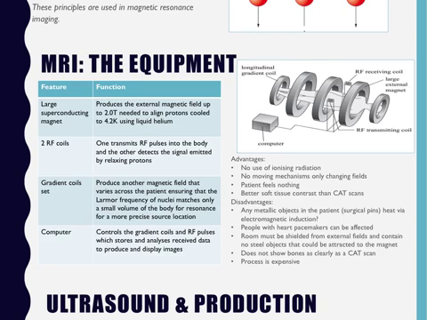For the positives, there's no use of ionizing radiation, and there are no moving mechanisms, only changing fields. The patient feels nothing, and there is better soft tissue contrast than CAT scans. For the negatives, any metallic objects in the patient will heat via electromagnetic induction. People with heart pacemakers can be affected. The room must be shielded from external fields and contain no steel objects that could be attracted to the magnets. It does not show bones as clearly as CAT scans, and it's also very expensive.